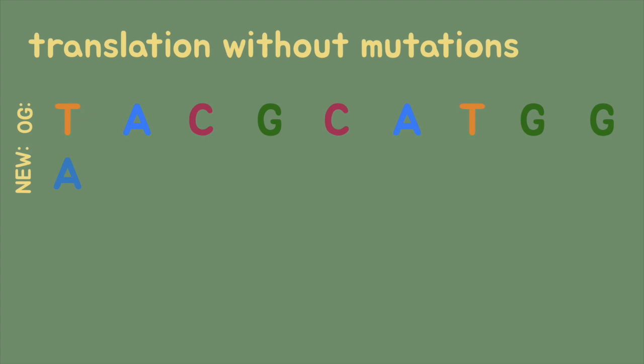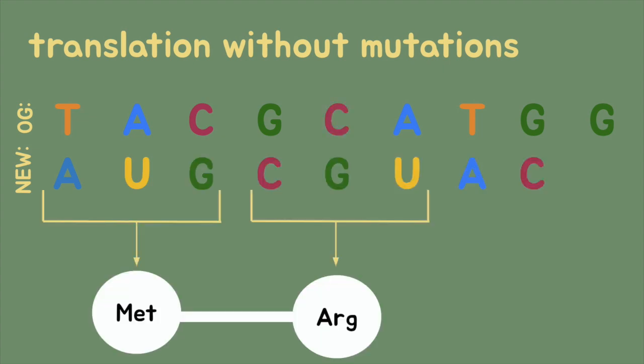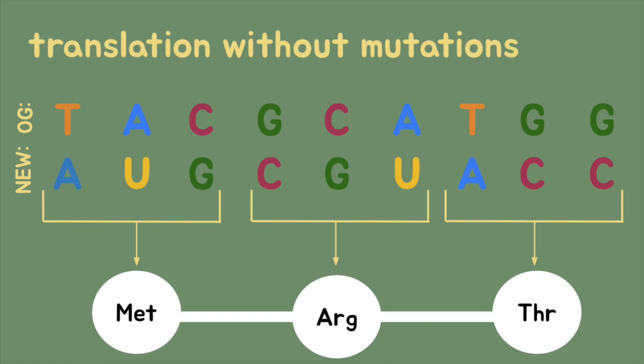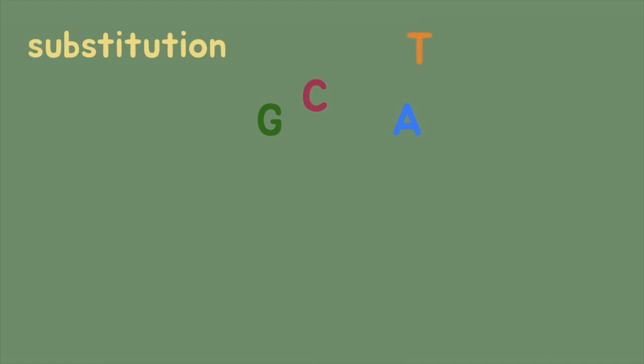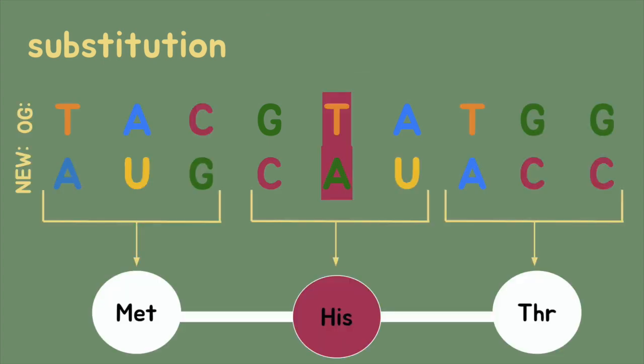So here's a translation without many mutations. So it correctly transcribes things. The original strand is correct. So substitution is one example. It's when one of the base pairs is substituted for another. And sometimes it has an effect, but a lot of times it doesn't, as there are multiple ways to code for one amino acid.